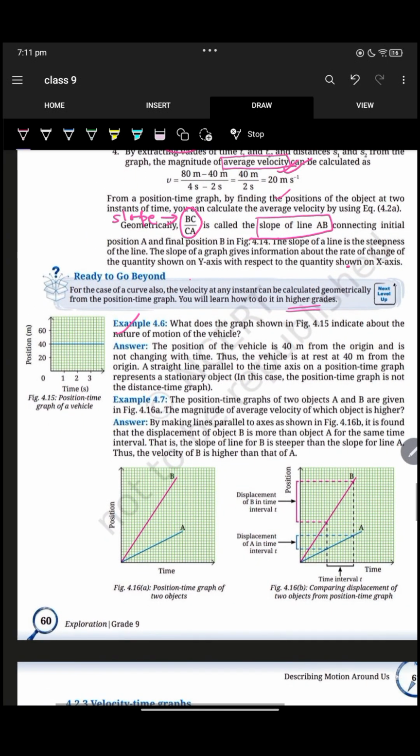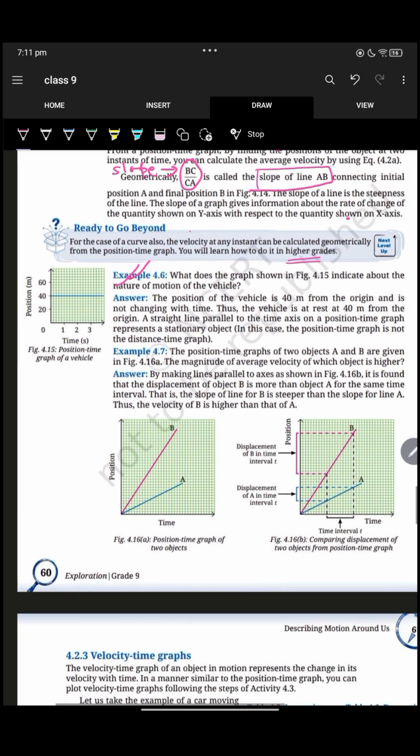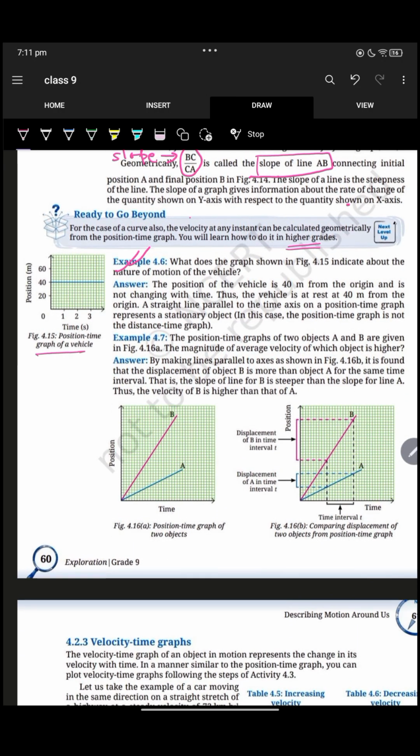Next, example 4.6. What does the graph shown in figure 4.15 indicate about the nature of the vehicle? You study the time. You see at 1 second the distance is 40 meters, at 2 seconds also 40 meters, at 3 seconds also 40 meters. So for every time the distance is the same. It means the position of the vehicle is not changing with respect to time, or we can say the vehicle is at rest.